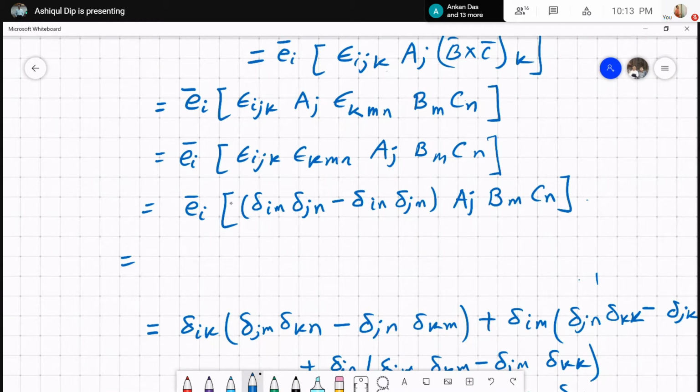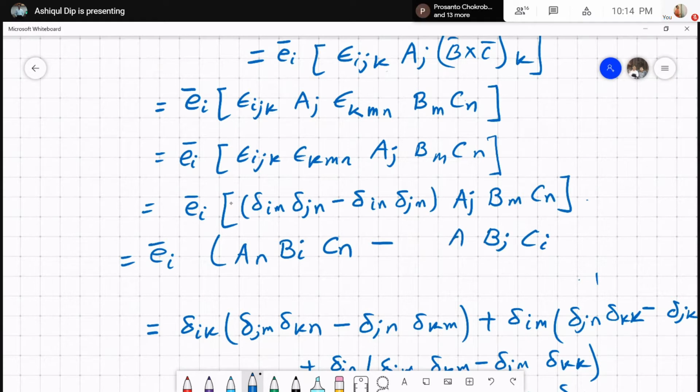So when you have a sum over one index, that's replaced. So you have delta JN AJ, that gives you AN. And you have BM, and that M is also summed with delta IM. So that gives you BI. And finally, you have CN minus delta IN. So C is summed over that. So CI, then BM is summed over like delta JM. So that gives you BJ, and you have AJ.